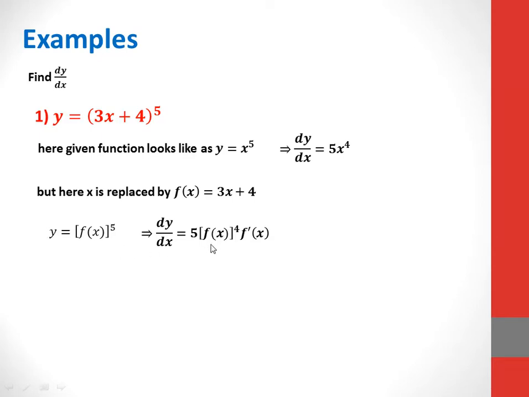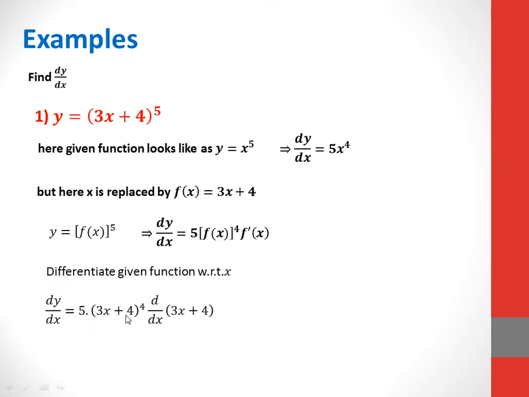So remember this, how we use the chain rule here to get the derivative of this given function. If you understand this, then now differentiate the given function with respect to x. If you take the derivative, then dy by dx is equal to 5 into (3x + 4) raised to 4 into d by dx of (3x + 4).